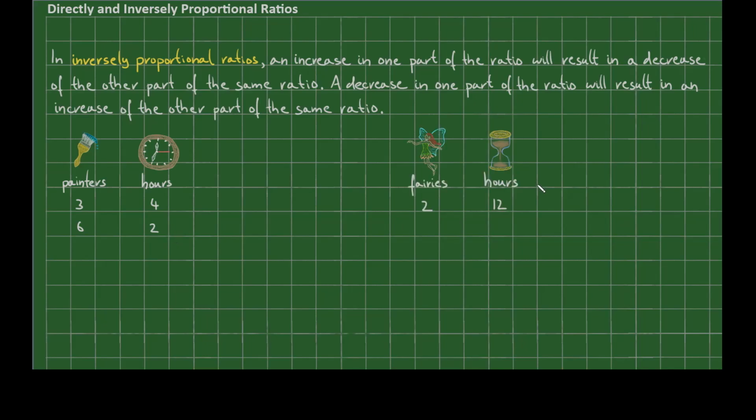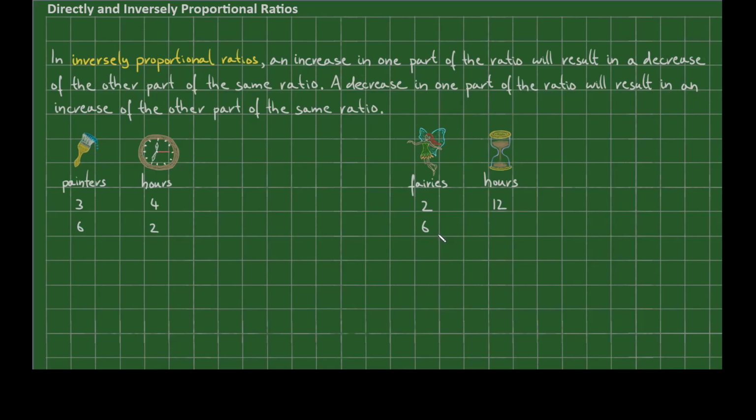I've hired some fairies to mark the assignments of students. Why fairies? Because they're less expensive than unicorns. Any other questions? Anyway, 2 of them managed to mark all the assignments in 12 hours. If I had hired 6 fairies, how long should it take them to mark the same number of assignments?